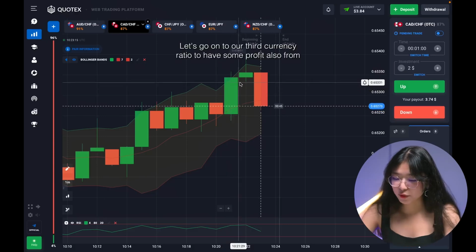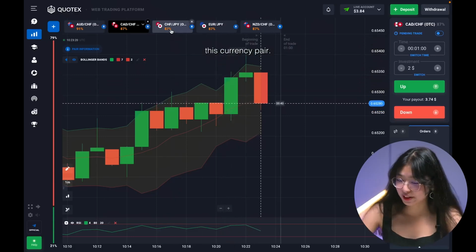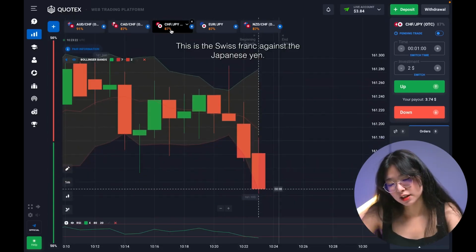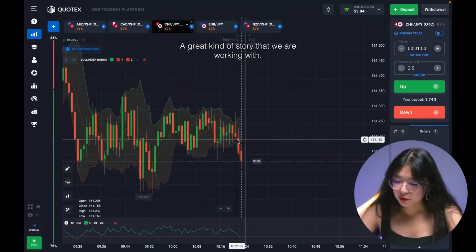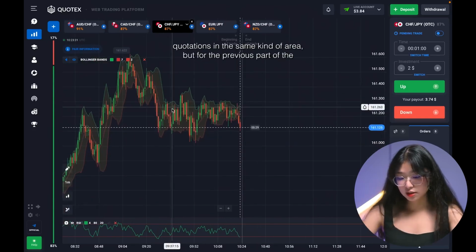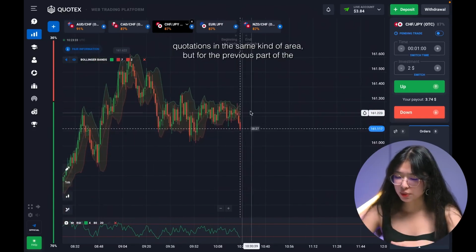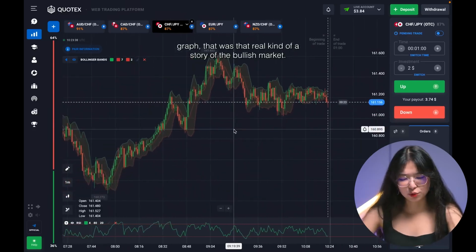So let's go to our third currency pair to have some profit from this one also, guys. This is the Swiss franc and the Japanese yen. A great story that we are working with. You see that in this part of the graph we are working with quotations in the same kind of area, but in the previous part of the graph it was really a bullish market.